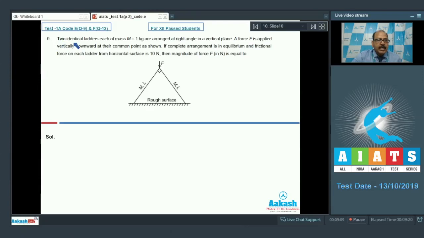Question 9 says, two identical ladders, each of mass capital M equals 1 kg, are arranged at right angle in a vertical plane. A force F is applied vertically downward at their common point as shown. If complete arrangement is in equilibrium and frictional force on each ladder from horizontal surface is 10 Newton, then magnitude of force F in Newton is equal to. Well, the question belongs to the section System of Particles and Rotation. It's a case of equilibrium of a rigid body where the net force is 0 and the net torque is also 0. So we draw the free body diagram first.